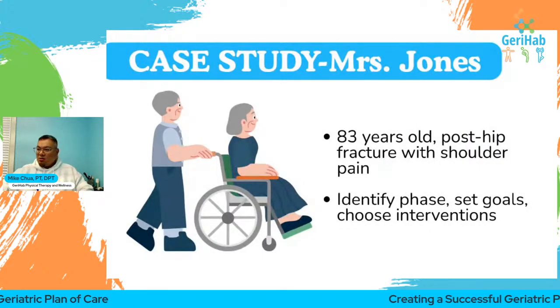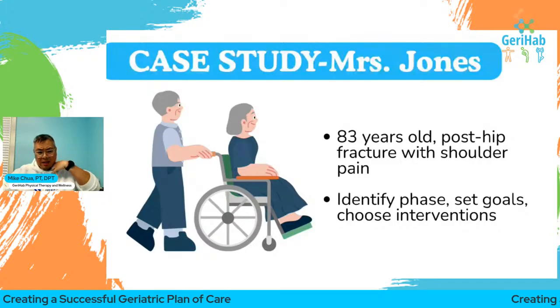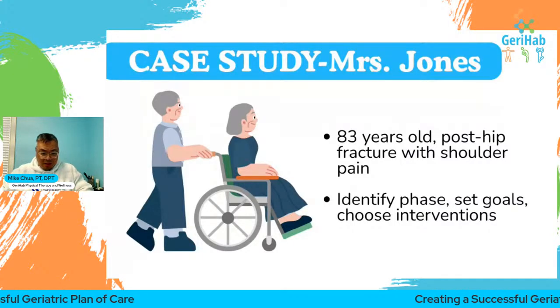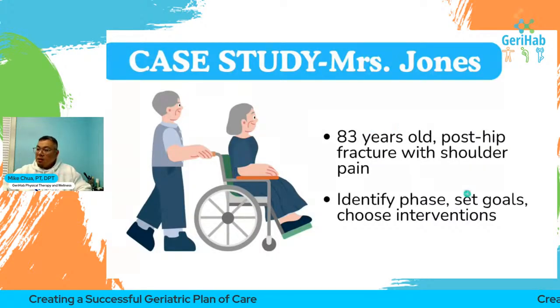You just can't do strengthening exercises. Help the patient control their pain. If they need pain medication, go reach out to the PCP. Tell the patient or family member, hey, you need to get some pain medication so we could do more with you, right? Then we've identified the phase, right?